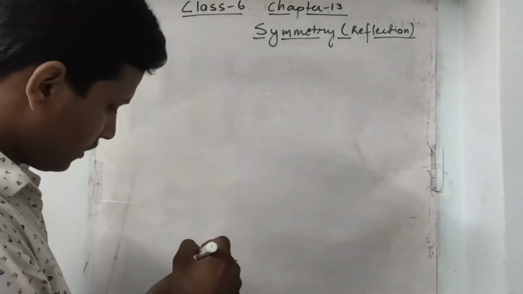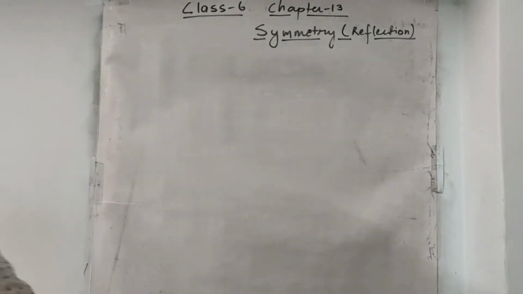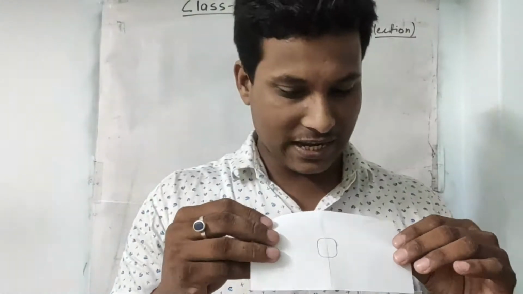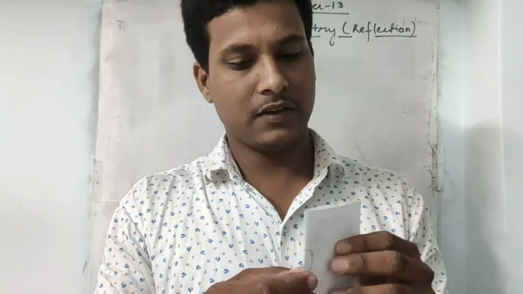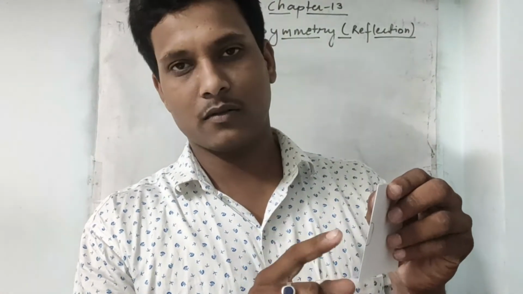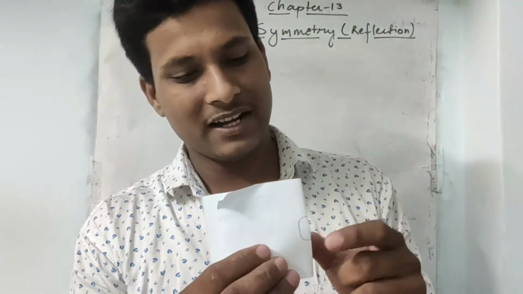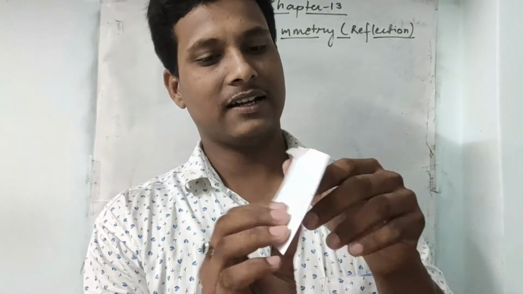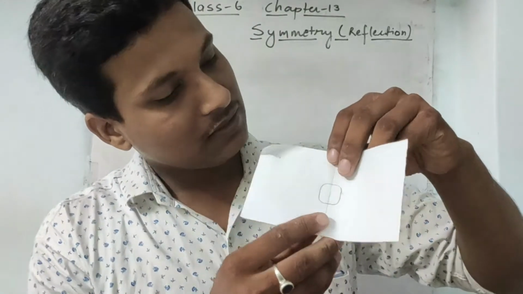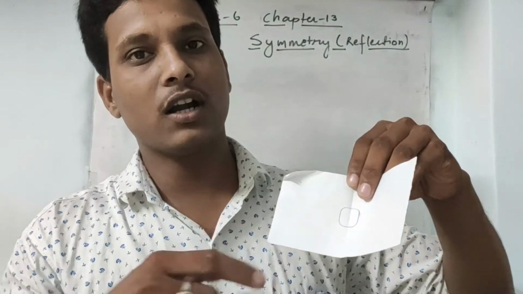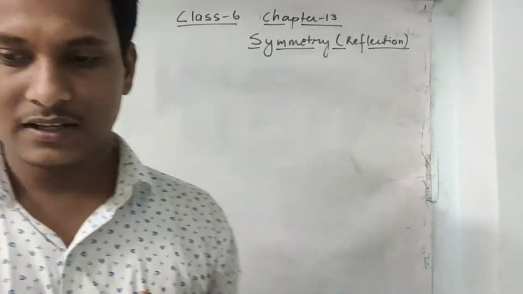One example I want to show you. This is a page, I have drawn a figure here, and if I fold this figure from the center, this side is identical to this side. The line where we have folded this page is called the line of symmetry.